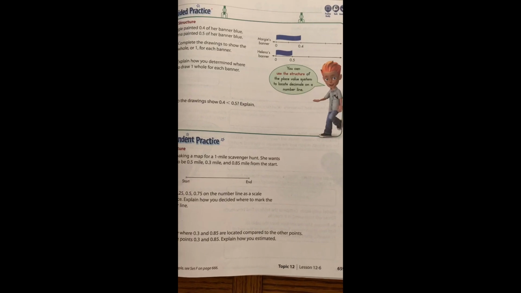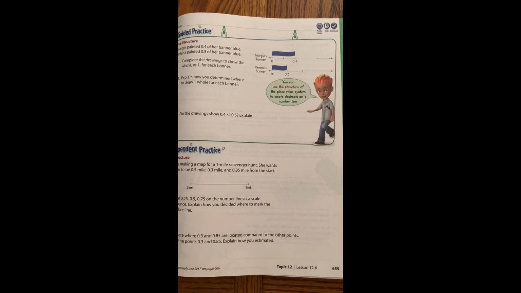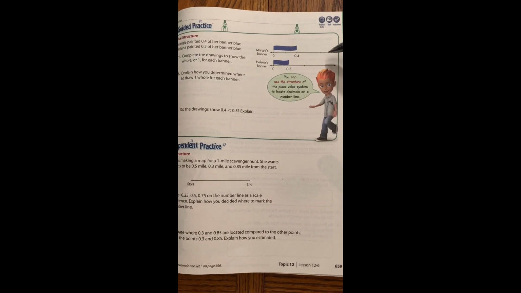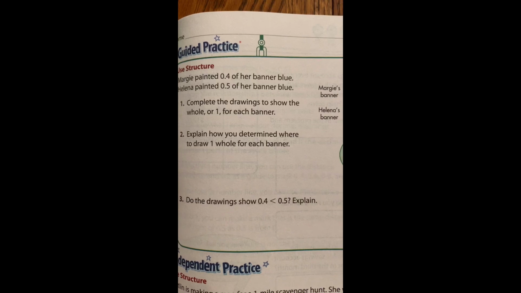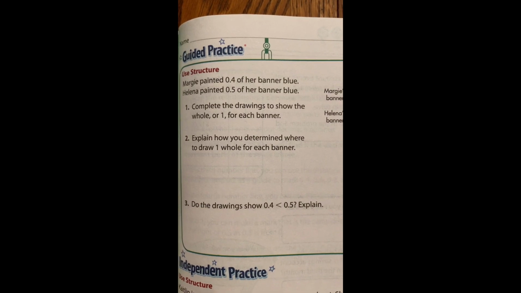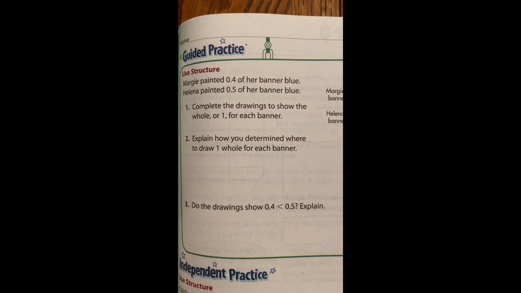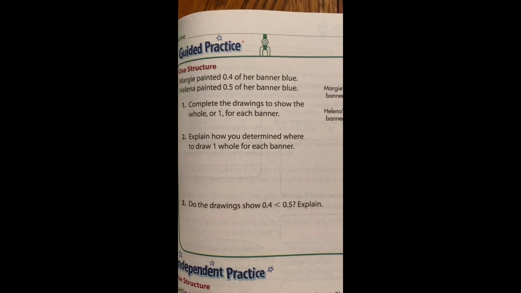So today you're going to be working through page 659. Let's go ahead and start by talking about the guided practice problem. They're telling us 2 girls painted their banners blue. One girl painted her banner 4/10, and the other girl painted 5/10 of her banner.